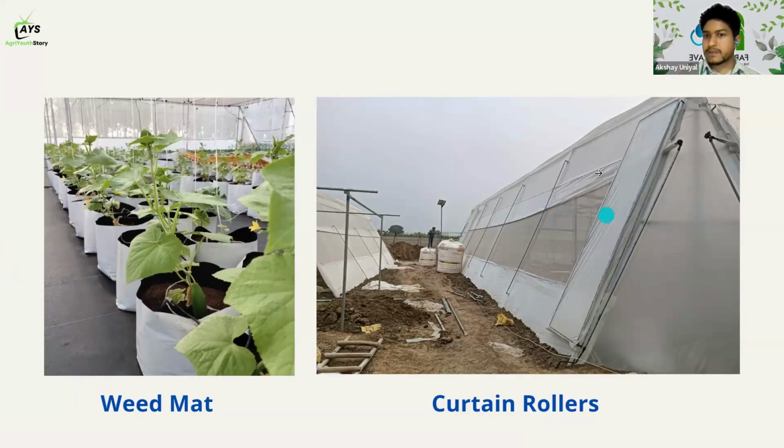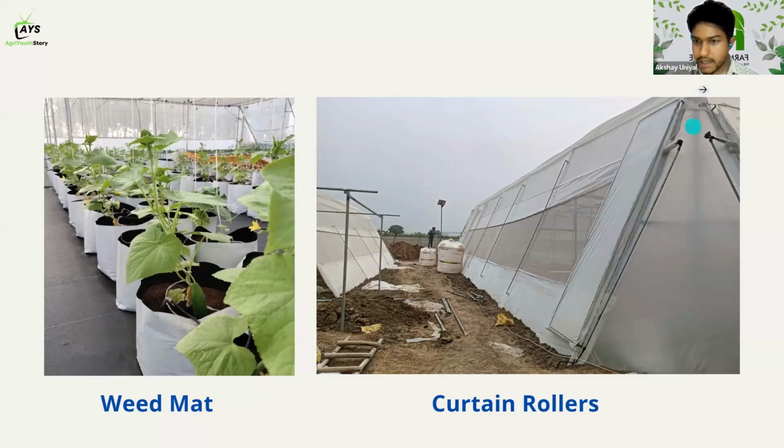These are curtains. Whenever we need to increase the temperature inside the polyhouse, we'll close them. When we need to decrease the temperature inside, we can open them, and the cold air can rush in from the outside, and hot air can rise up from the inside of the polyhouse.